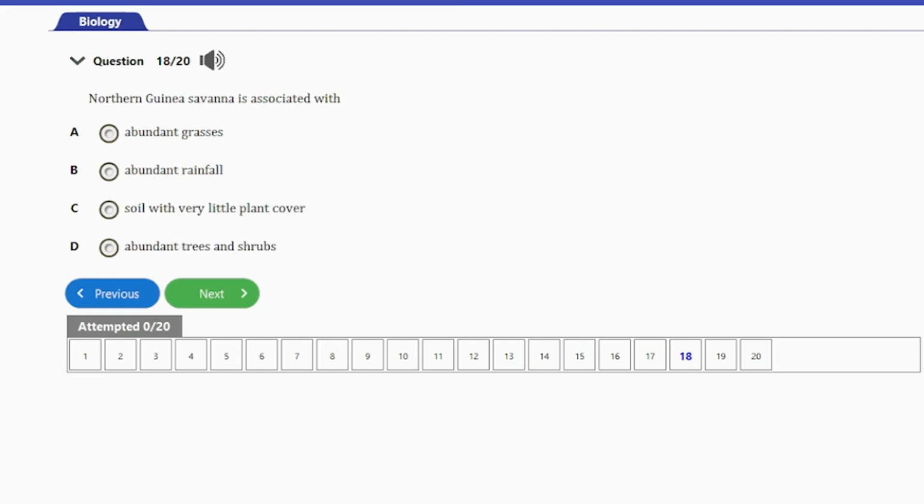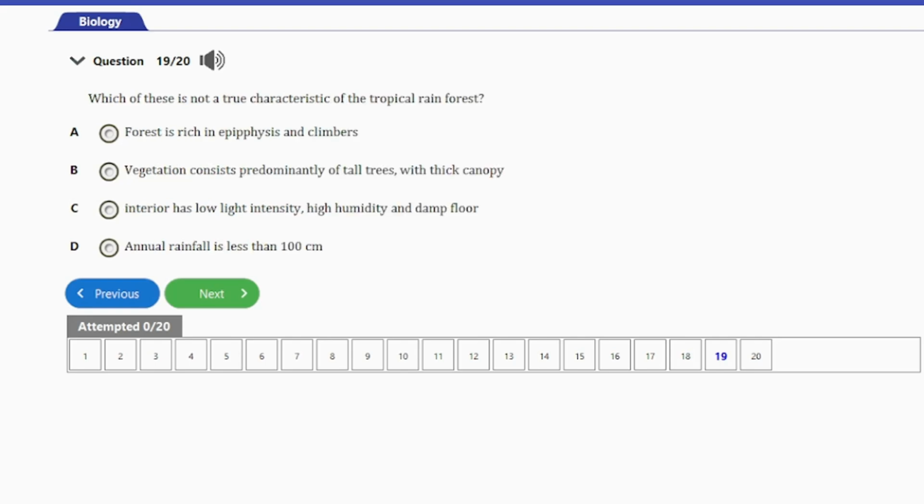Question number 18. It says northern Guinea savanna is associated with A. Abundant grasses, B. Abundant rainfall, C. Soil with very little plant cover, D. Abundant trees and shrubs. So guys, the answer to this question is option A, that's abundant grasses. Northern Guinea savanna is actually associated with abundant grasses. So let's consider the next question.